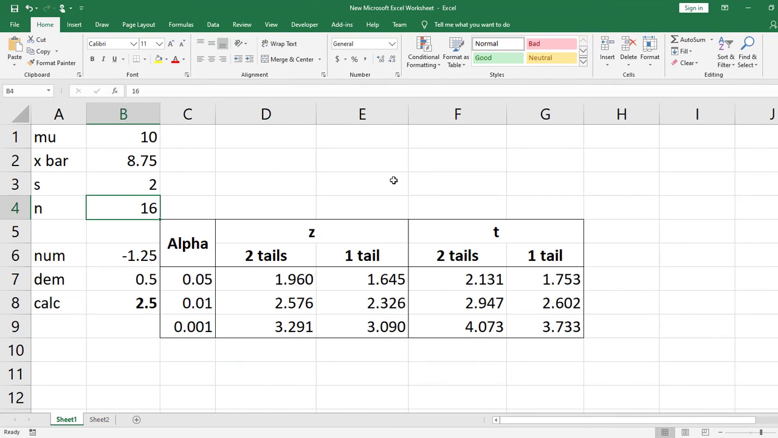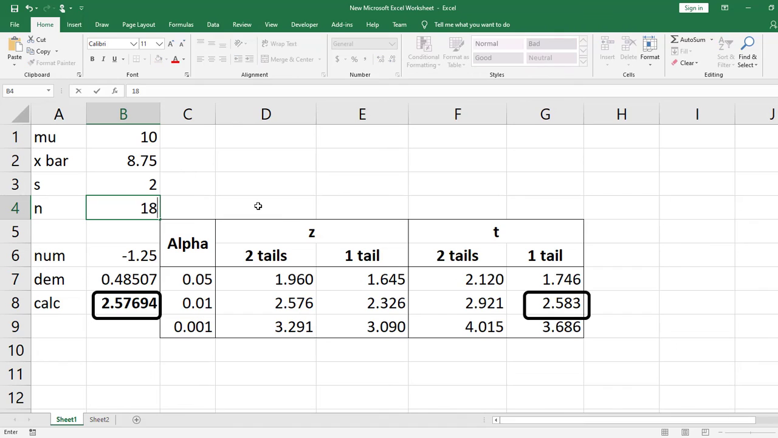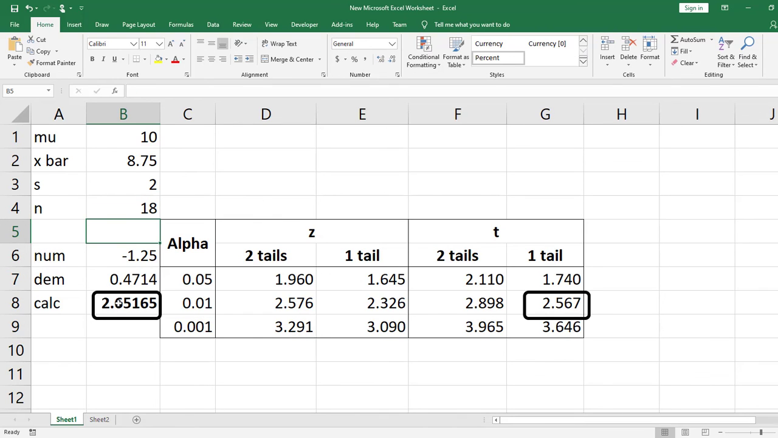What's neat about this is that because of the way we set this up, I can change n, say, let's look at 17 or 18 people, and you will note that not only will our calculated value increase, but our critical t values will decrease because we'll have more degrees of freedom. So if I go to 17, for example, that is no longer 2.5, that is 2.57, and that is no longer 2.6, that is 2.58. It's closer. If I go to 18, all right, now it's 2.65 versus 2.57. Now it's statistically significant.